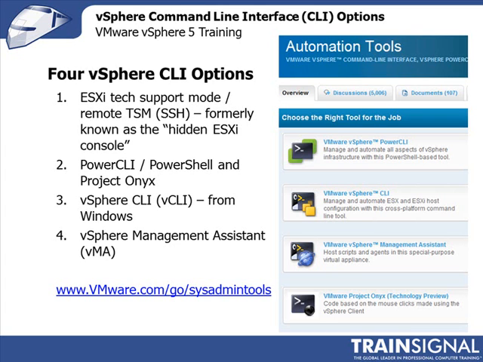So vMA is a Linux-based virtual appliance that you import into vSphere, and then it gives you really like the old ESX service console, but it's in a virtual machine, and then you can use it for command line administration of your ESXi servers. Again, you can find the links to all these different options over at vmware.com/go/sysadmin-tools. But now I'm going to cover them one at a time.